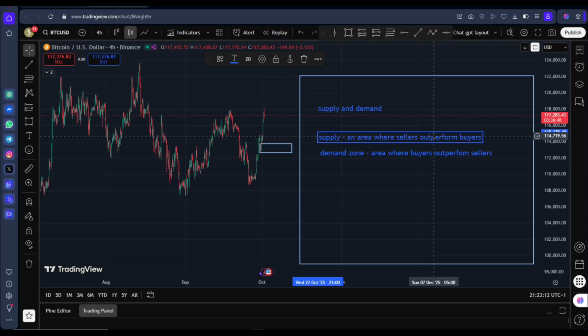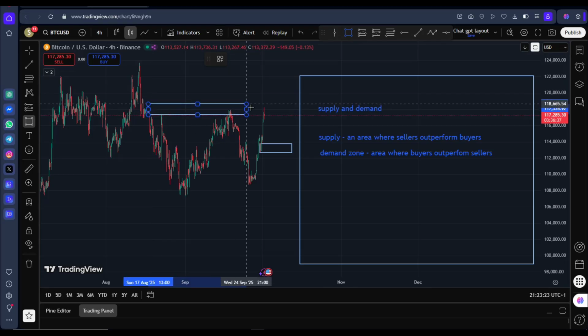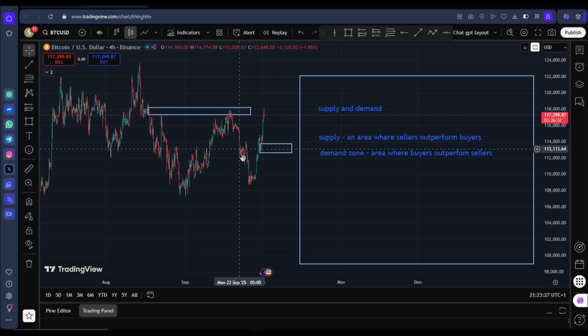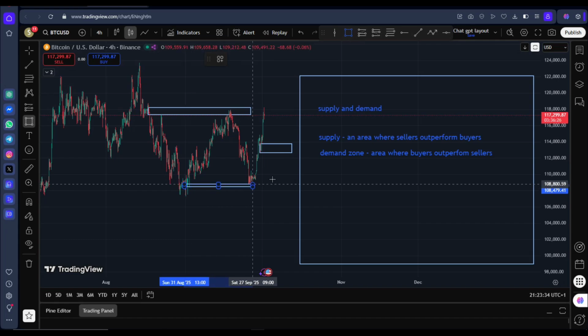The supply zone over here, which fed this down move into this demand zone right here. Now I'm sure you're wondering, how do I know that that's a demand zone? Why am I so sure? Well, you'll learn that by the end of this video, so keep watching.